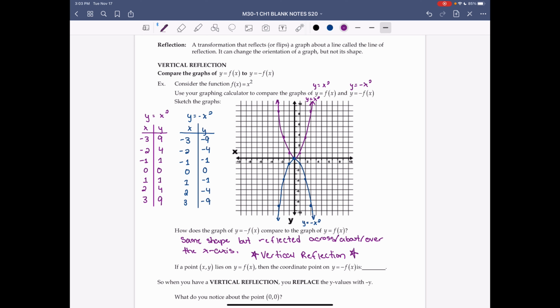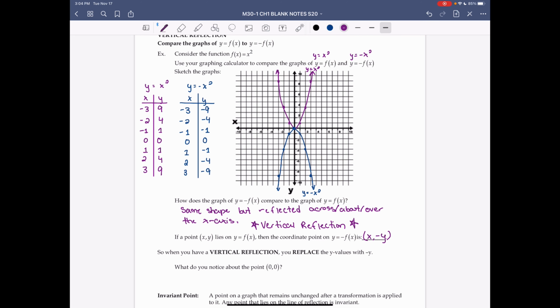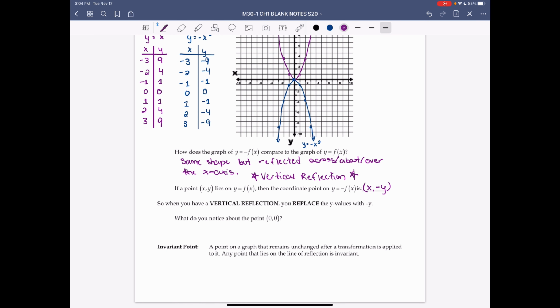If point x, y lies on y equals f of x, then the coordinate of the point on y equals negative f of x is, the x values were all the same, but the y values became negative y, so it becomes x, negative y. So when you have a vertical reflection, you replace the y values with negative y.